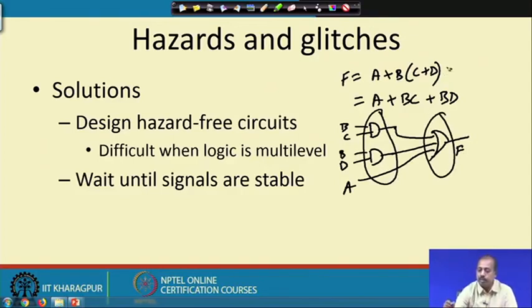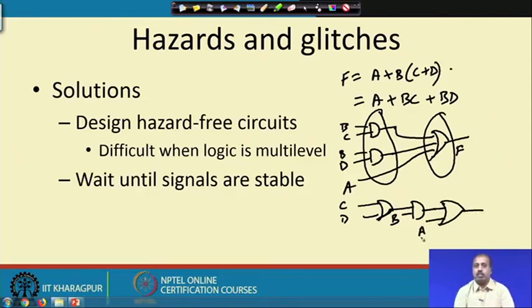Now, it can also be realized like this. First we do an OR of C and D. This is ANDed with B, and then it is finally ORed with A. So this circuit has 3 levels, whereas the first circuit has 2 levels. These are multi-level circuits. Whatever we discuss with respect to hazards and glitches is valid for 2 level circuits. For multi-level circuits, it is very difficult to have this hazard problem solved.